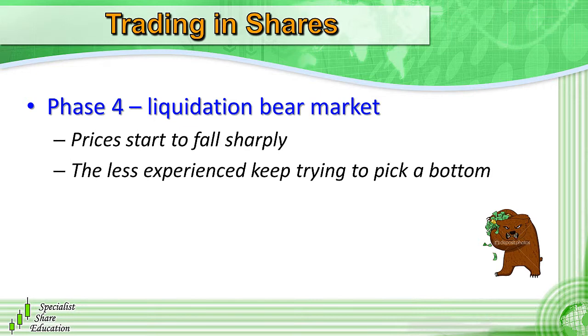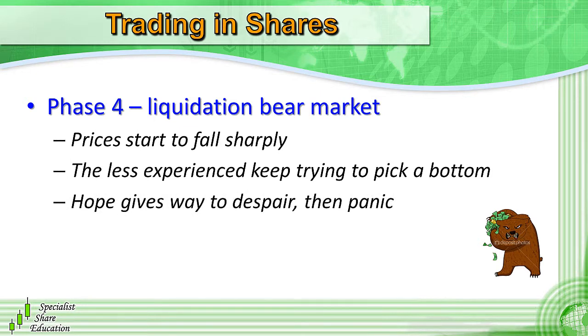So phase 4 bear markets begin on hope, and hope fades as the prices go lower and lower. The hope turns into despair, and then finally the despair turns into panic. And phase 4 finishes when basically the selling is all done, when there's just no sellers left.